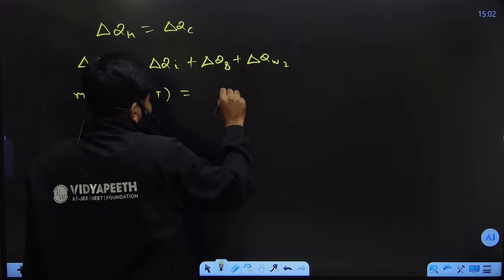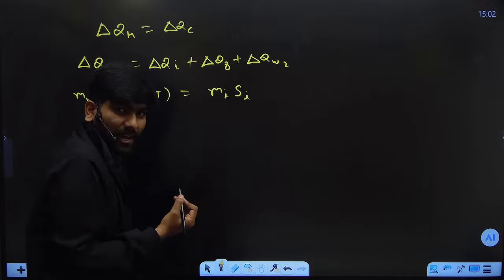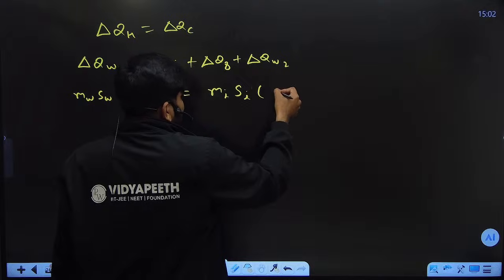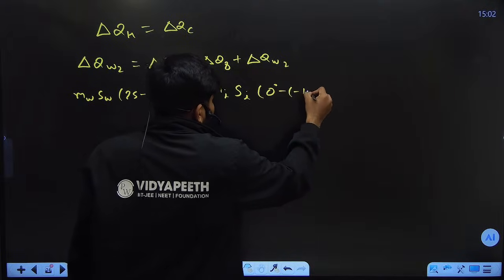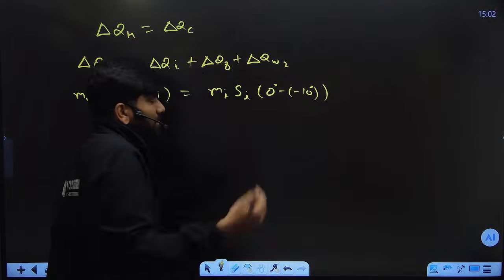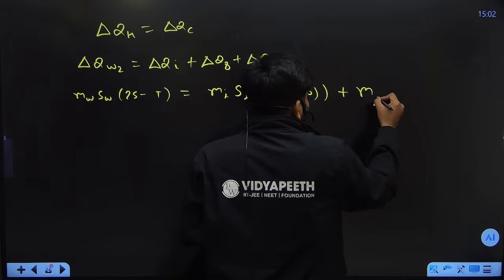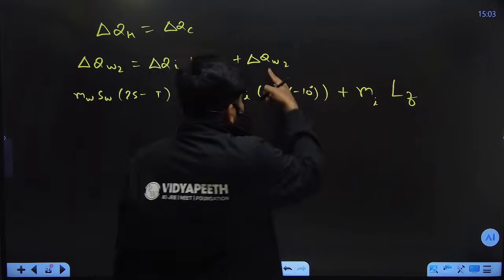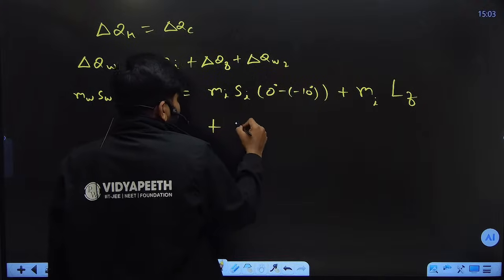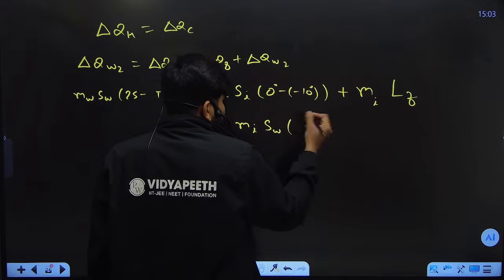What is delta Q ice? Ice is heating up. So mass of ice times specific heat capacity of ice times change in temperature of ice. It's heating from minus 10 to 0, so I will write the change in temperature as 0 minus minus 10. Then the latent heat of fusion: mass of ice times latent heat of fusion. Finally, what is delta QW1? It's the mass of ice which becomes water now, times specific heat of water, times change in temperature.